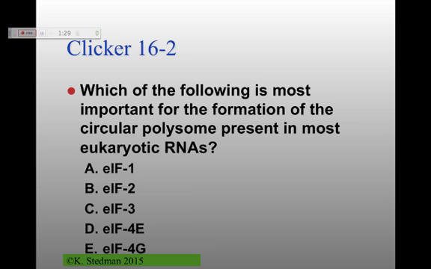So our next question: which of the following is most important for the formation of the circular polysome present in most eukaryotic messenger RNAs? Sorry, it should be mRNA there. EIF1, 2, 3, 4E, or 4G? Yes, translation is really about alphabet soup. With some numbers, too.